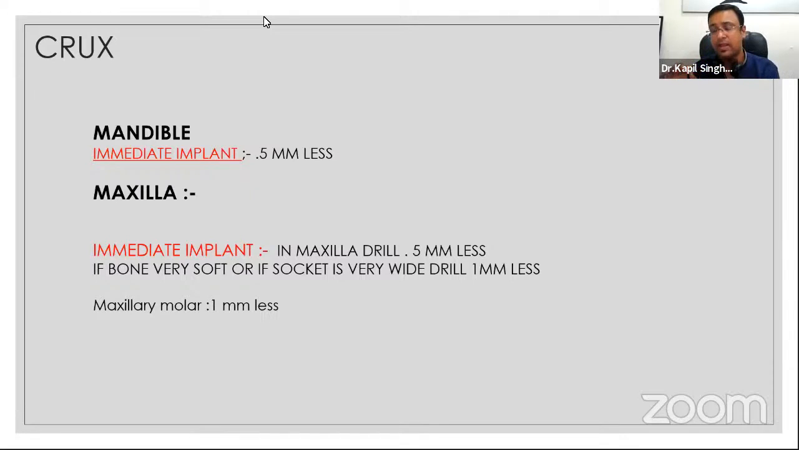Okay, these are very skillful cases, but you can do a socket shield if there is periapical pathology involved, but you have to completely remove it by giving a semilunar incision at the root apex. Remove all the pathology, create a window, but still it can be done.